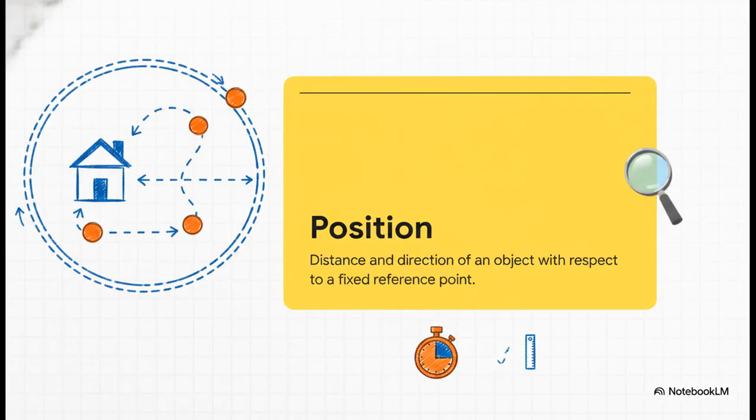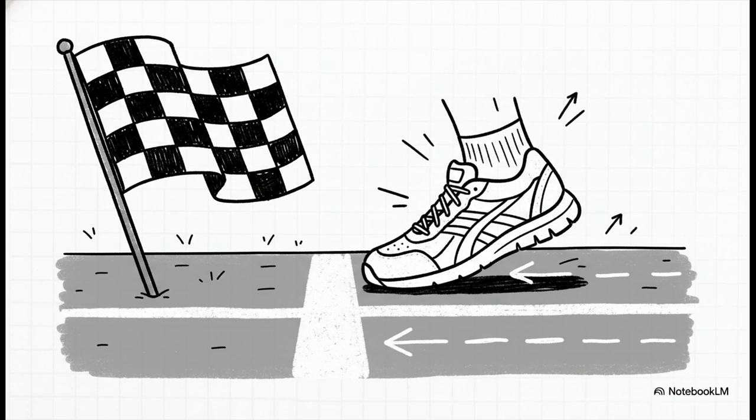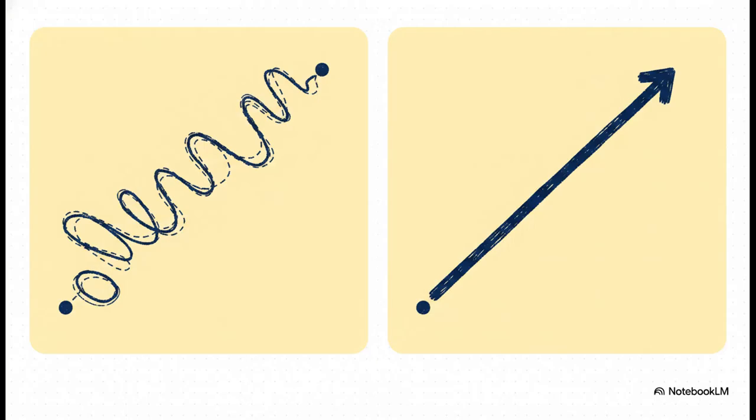First up, position. To nail this down, you always need a fixed reference point. Think about it. You can't measure movement if you don't know exactly where your starting line is, right? And that brings us to a super crucial twist in physics, distance versus displacement.